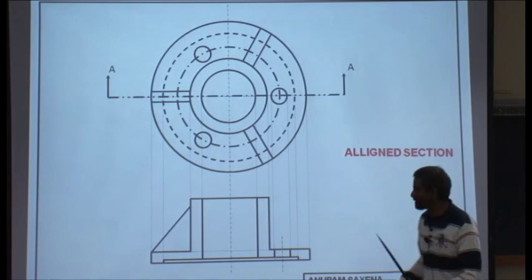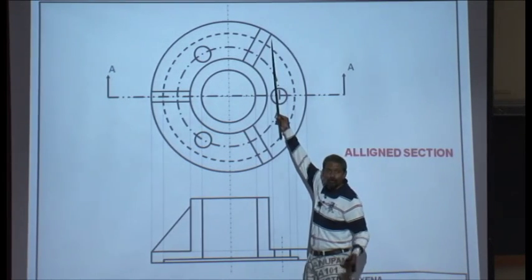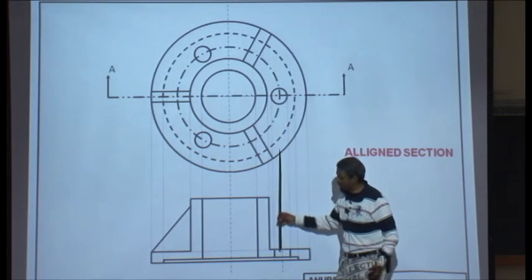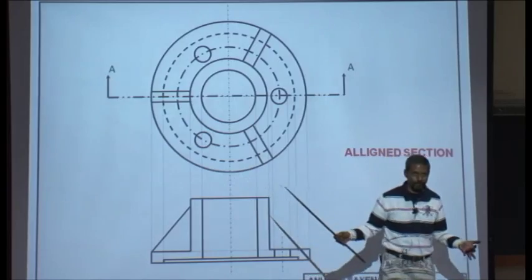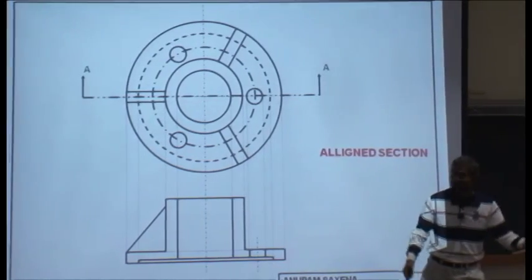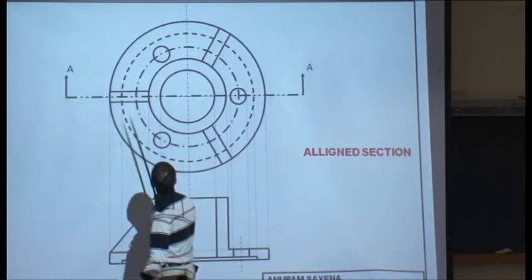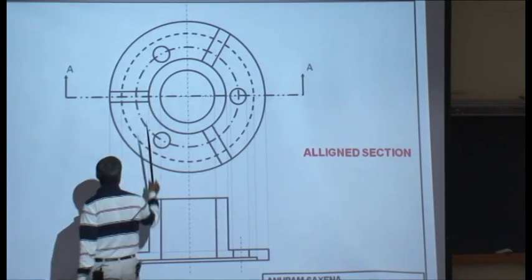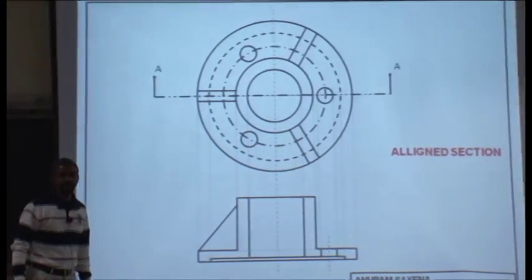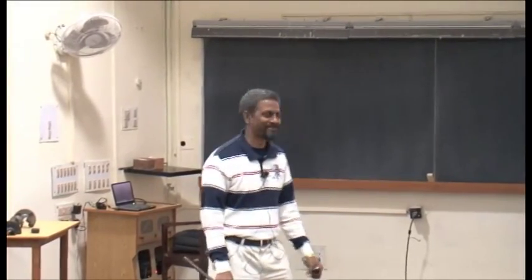So essentially, hold on. What Kevin is saying is essentially you're going to be taking the projection lines over here and you're going to be trying to show the rib. Yeah? And likewise for the holes also, no? For this hole. The hole won't be visible, okay? The rib will be visible. Okay?